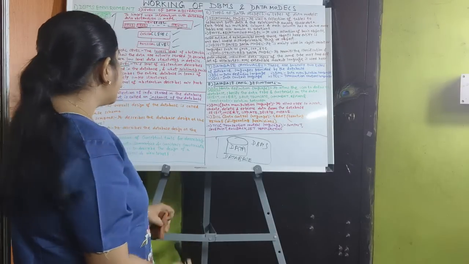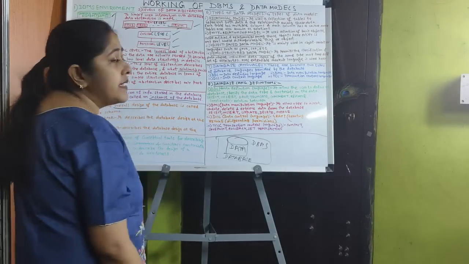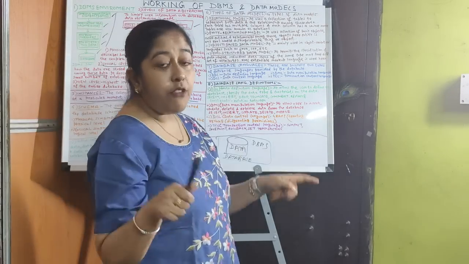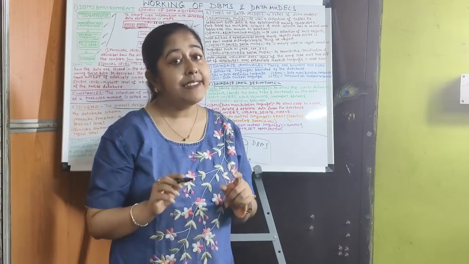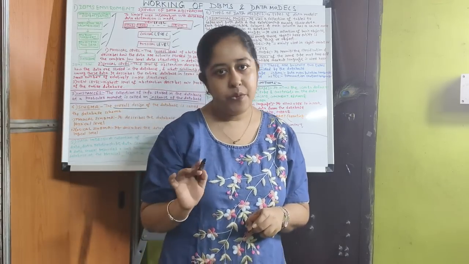Now, schema. What is a schema? The overall design of the database is called schema. That is the overall design, the whole design of your database. Whenever you are designing the database, the whole designing of your database is called schema, right?